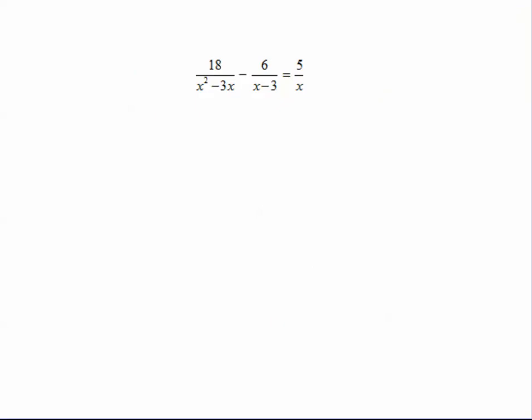So let's take a look at this next example. This has 2 terms on one side and 1 on the other. So our first step is to find the LCD. If I look at this, this isn't completely factored, so I need to completely factor this first into x minus 3. So now it's completely factored. So now I can build my LCD. So I know I need an x. I know I need an x minus 3.